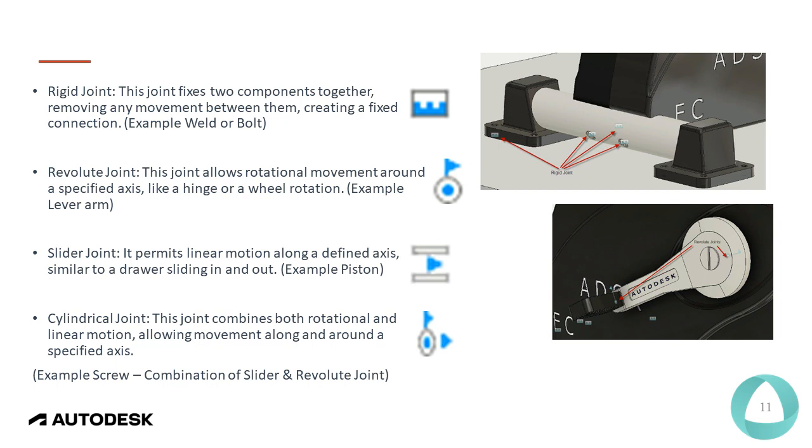Next, we have the slider joint. It permits linear motion along a defined axis, similar to a drawer sliding in and out. Also, another example would be a piston. Then we have the cylindrical joint. This joint combines both rotational and linear motion, allowing movement along and around a specific axis. An example of that would be a screw. And this is a combination of the slider and revolute joint.